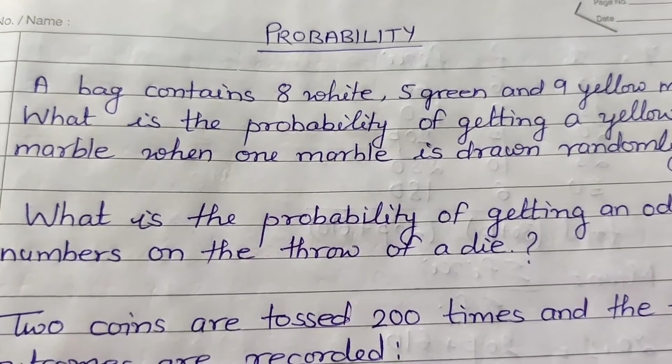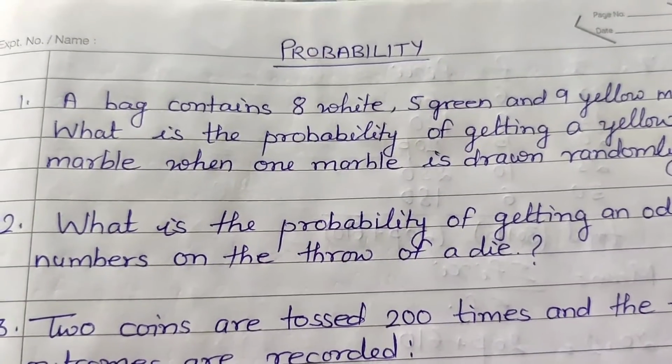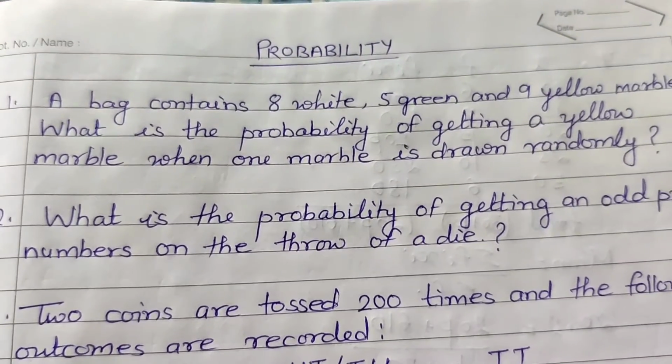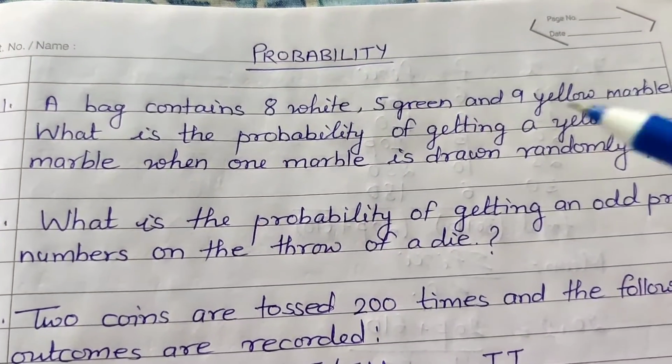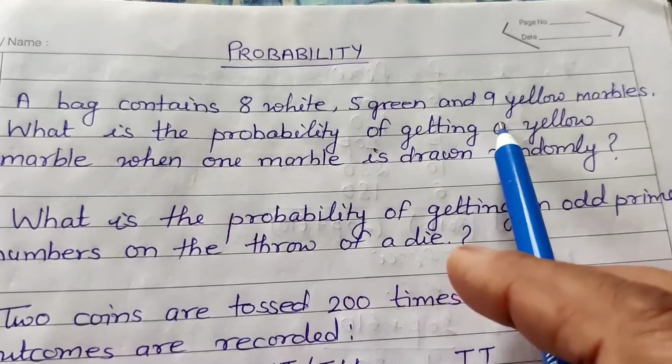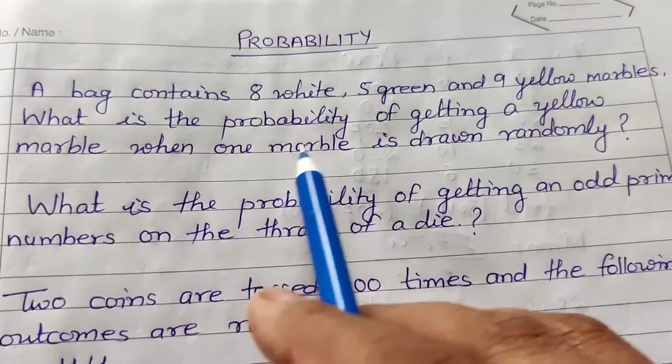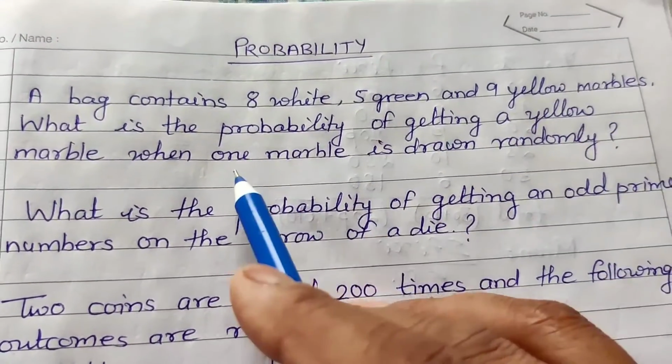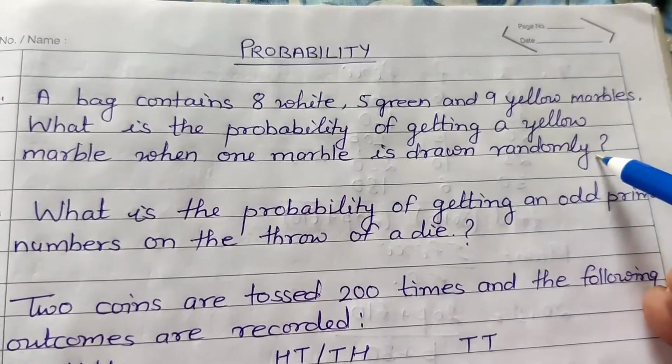Revision worksheet of chapter probability. Okay, the probability. First question is this: a bag contains 8 white, 5 green and 9 yellow marbles. What is the probability of getting a yellow marble when one marble is drawn randomly?